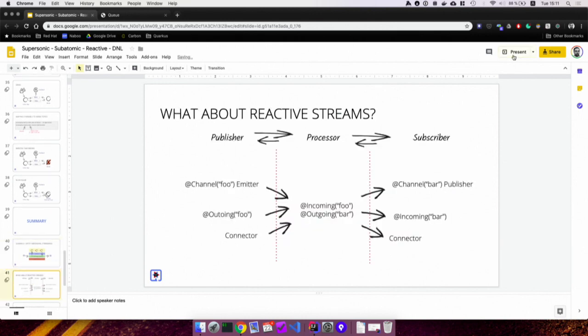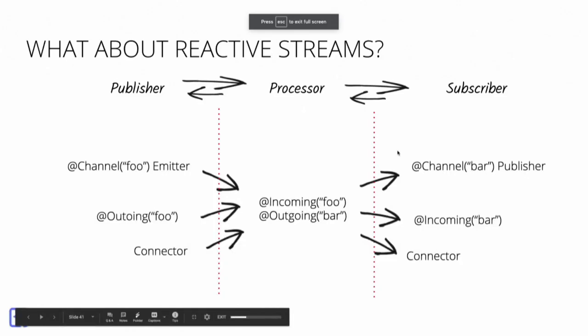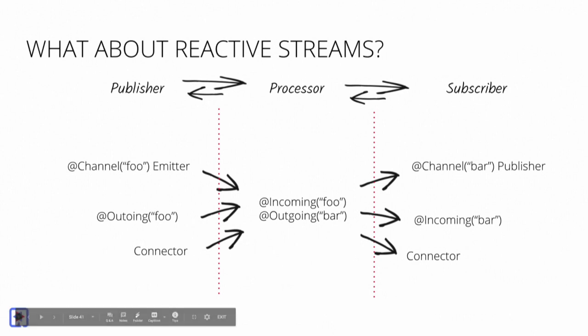So you may wonder now, what about reactive streams? Because I mentioned back pressure and so on. Actually, reactive messaging, the spec, is implementing publisher, processor, and subscriber for you, and is really building this reactive pipeline with all the back pressure supported. So when you use a channel or @Outgoing or a connector, those are publishers. When you use @Incoming and @Outgoing, that's a processor.